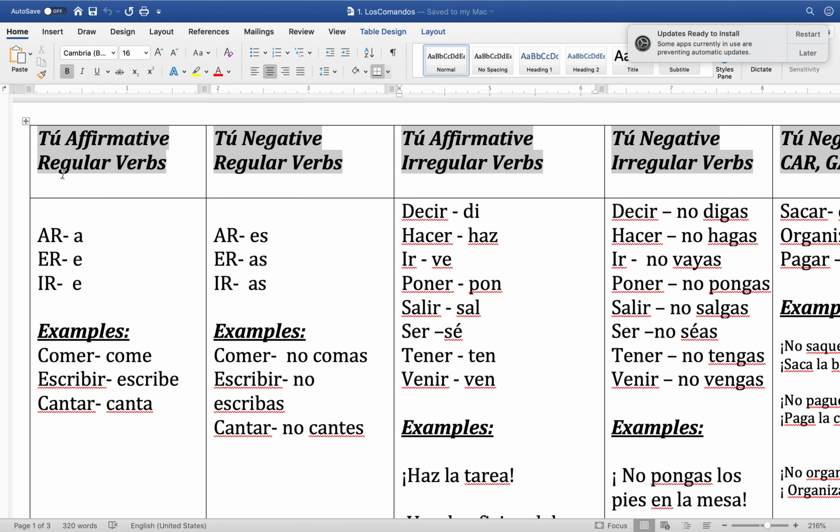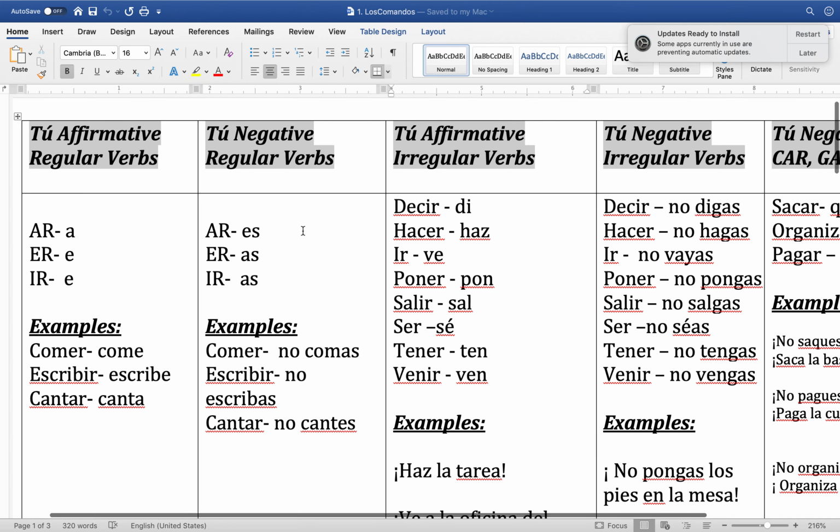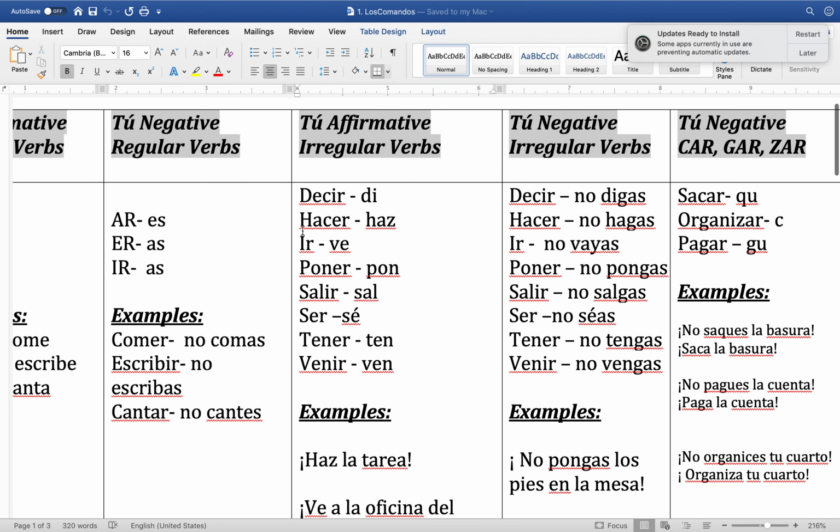So, very quick. We talk about the endings for the tú affirmative commands. They are regular. We talk about the negative endings with irregular commands. Now, when it started becoming a little bit crazy was with the irregular verbs. So here are commands with irregular verbs that are affirmative, and here are irregular commands that are negative.